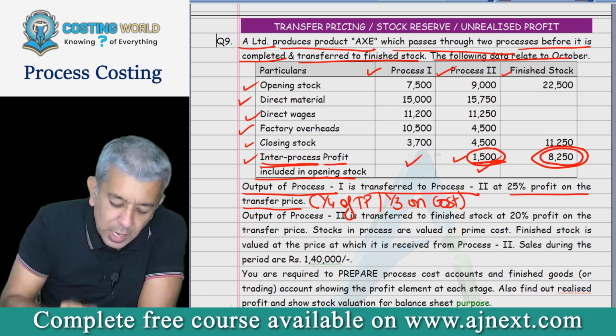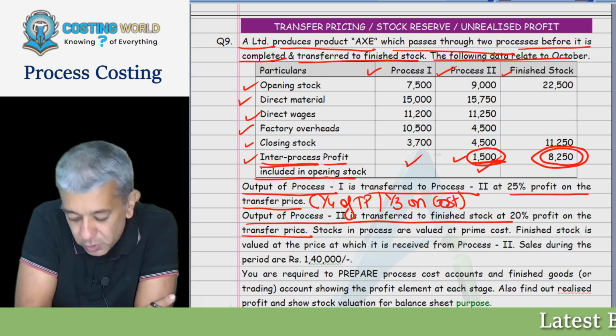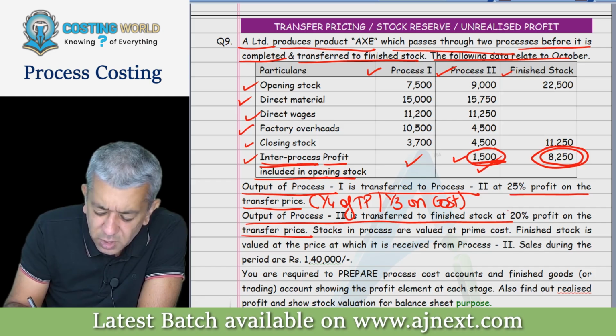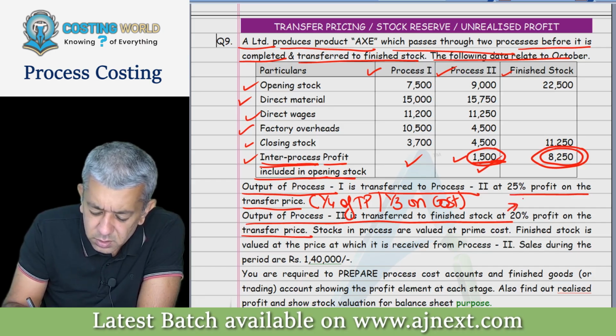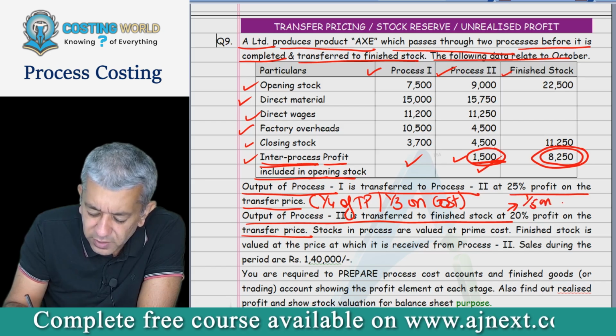Further, output of process 2 is transferred to finished goods at 20% profit on transfer price. So 20% represents how much? 20 is 1/5, no? So it is 1/5 of TP. So therefore it will become 1/4 of cost.